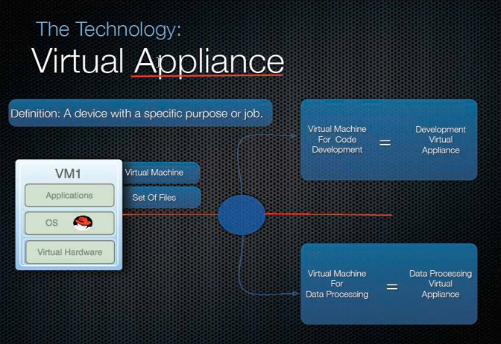Moving forward, taking that concept a little bit further, we can begin to make virtual appliances. Virtual appliances are virtual machines that have a specific job. So these virtual appliances can be lean; you only add software that will be needed to do whatever job is necessary. In this particular scenario, we want to make a virtual appliance for code or a virtual appliance for processing data.